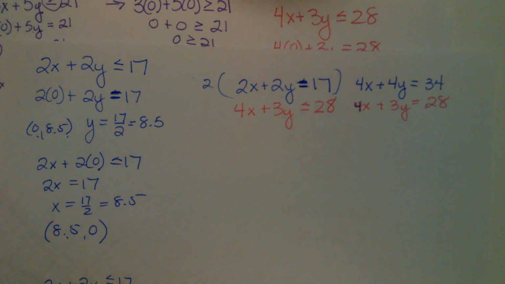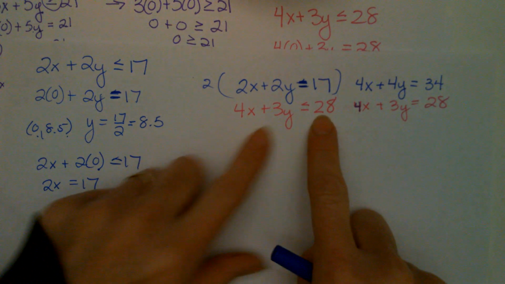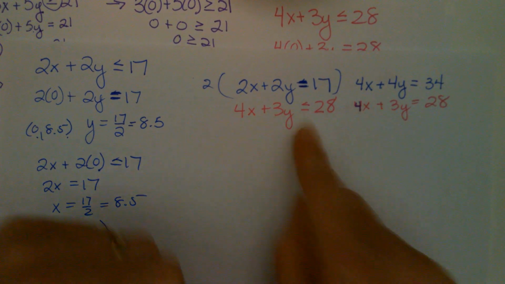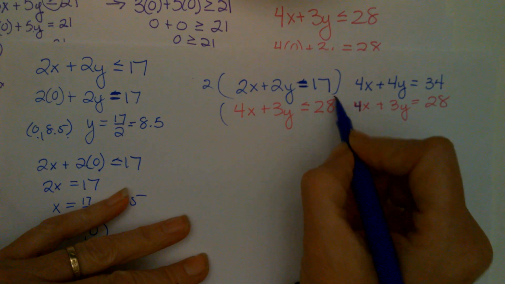Okay, so now, remember how I said to you, I like to try and keep things as positive as possible? Since this is smaller than that, I'm going to make all these negative. All I'm doing is I'm multiplying this by negative 1.